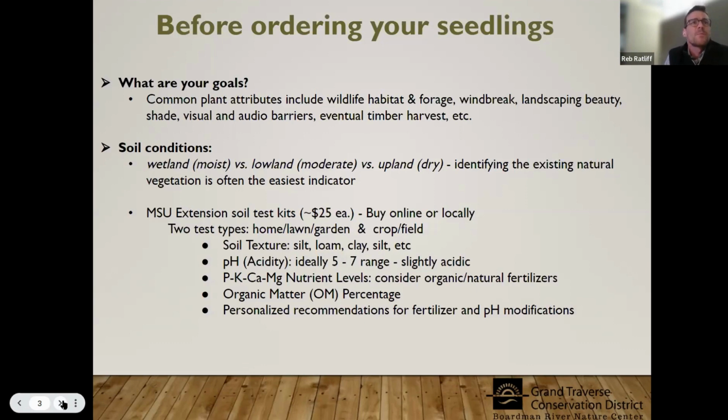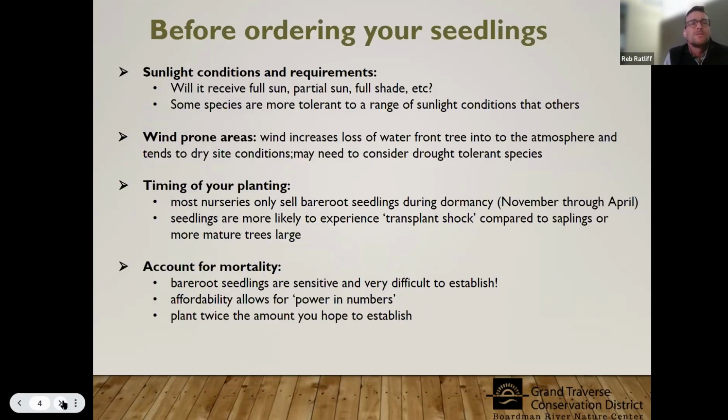Next slide, please. Some stuff that I'm sure Ellie and Tom will go over in a little bit more detail. Of course, you're going to have to consider sunlight conditions and requirements. The Conservation District websites and most tree and shrub seedling catalogs will tell you the most common things: soil type, sun exposure, those type of things. You're just going to want to know what your site conditions are so that you can properly align those up.